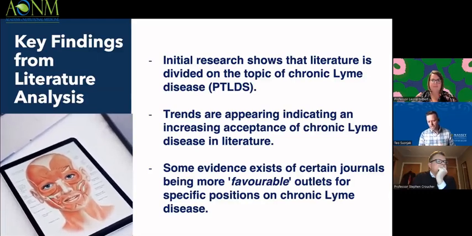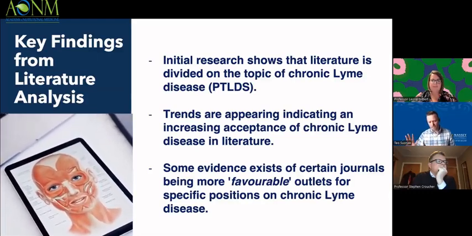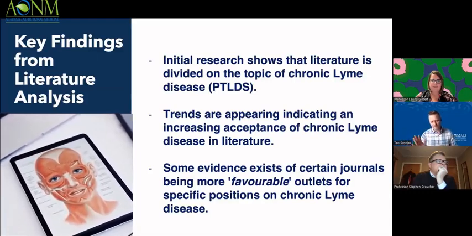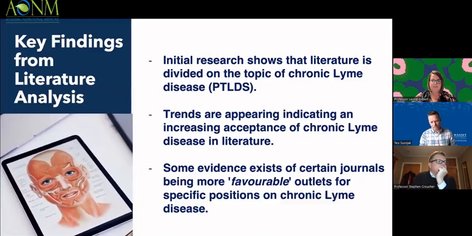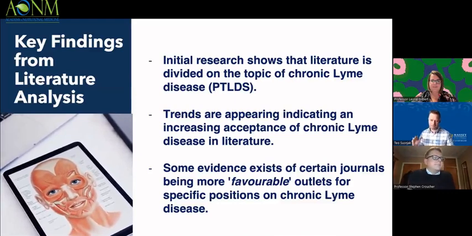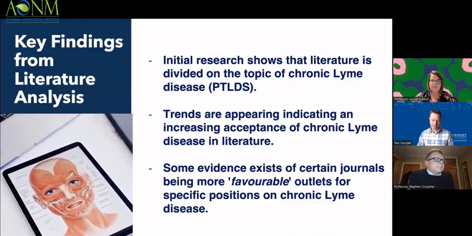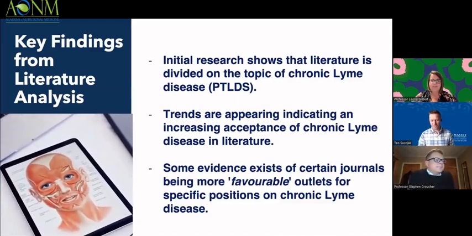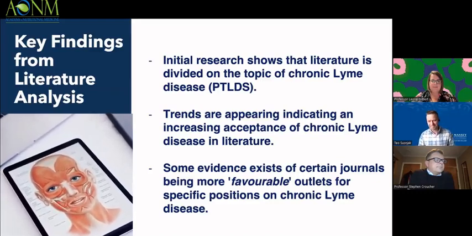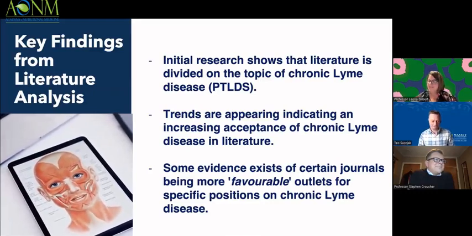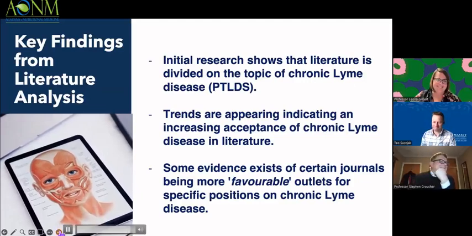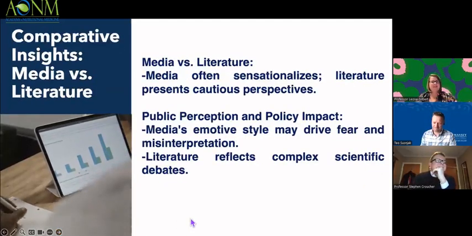So the trends are, as you saw from one of those last graphs, that the conversation seems to be tilting and favoring a little bit more the existence of chronic Lyme disease at the moment. And certainly there seem to be some favorable outlets to a particular position that your study has arrived at. So that might help you if you're wanting to publish in this area to know better which journals you might want to target. Great. Back to you, Stephen.